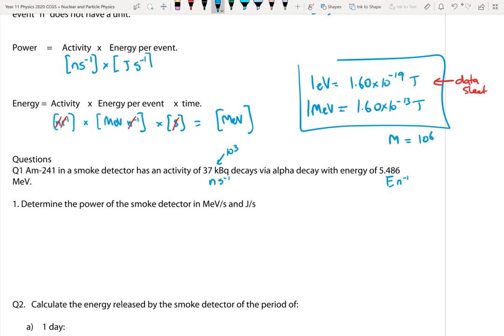Energy per event. If I look at the dimensional analysis there, we see that the per events cancel with the events, and we're left with joules per second. So if we multiply the activity by the energy per event, then we're left with the rate of energy with respect to time. Okay? So that's the first question.